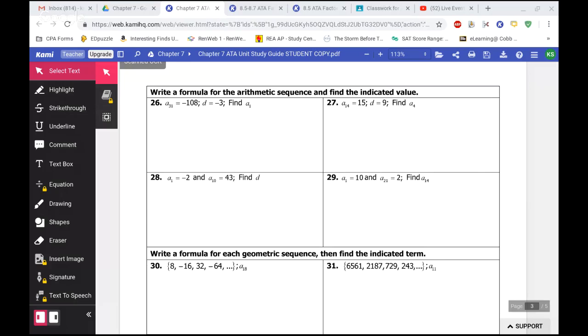Well, those definitely fall within the categories of the other ones, so we'll just get started with those. I'll start on 26 and we'll work our way through the worksheet.